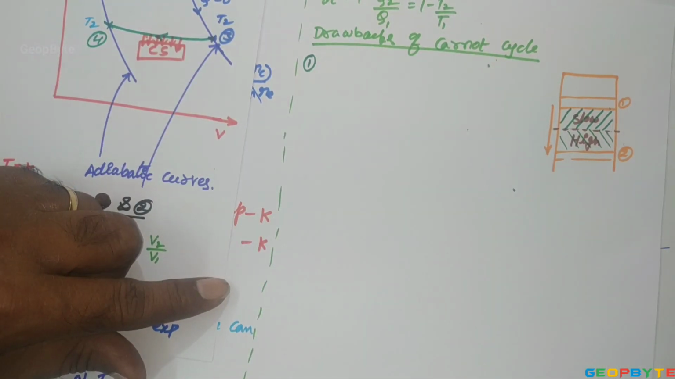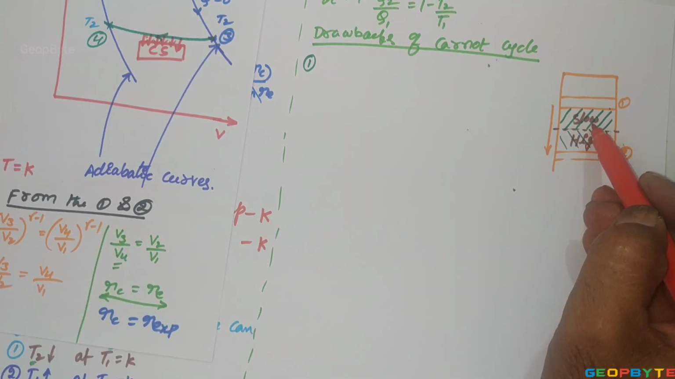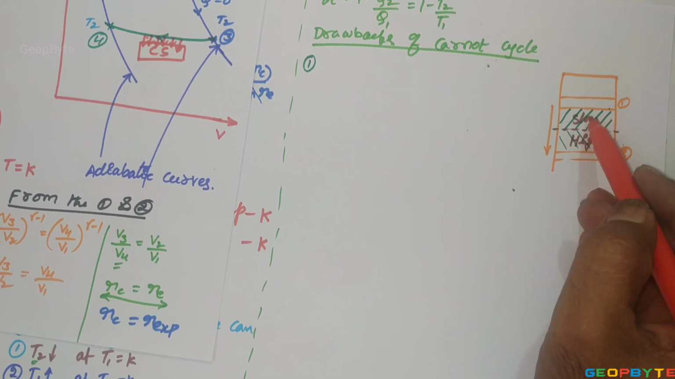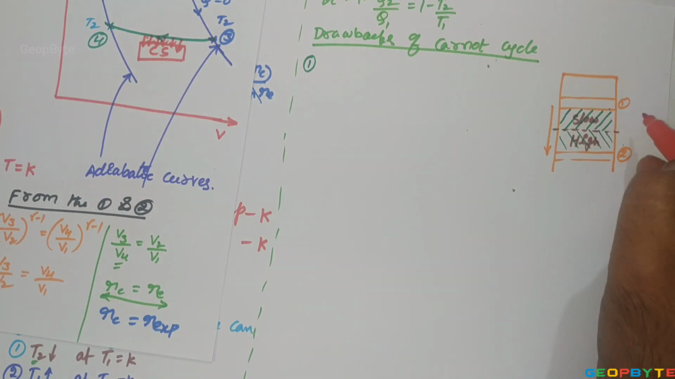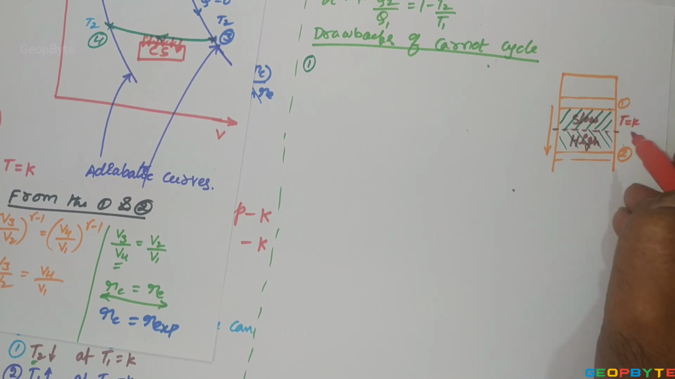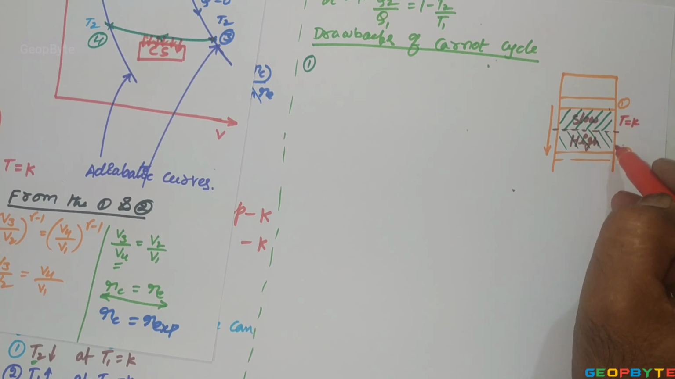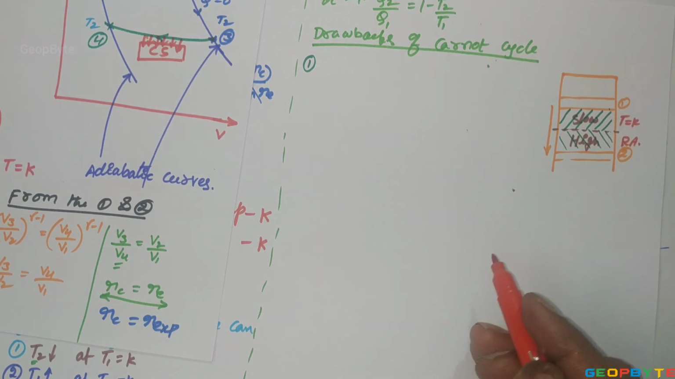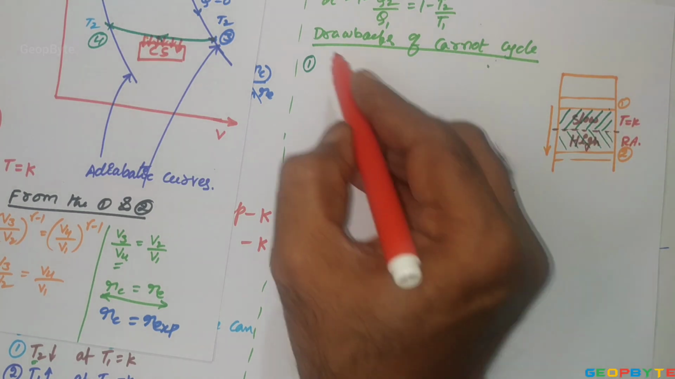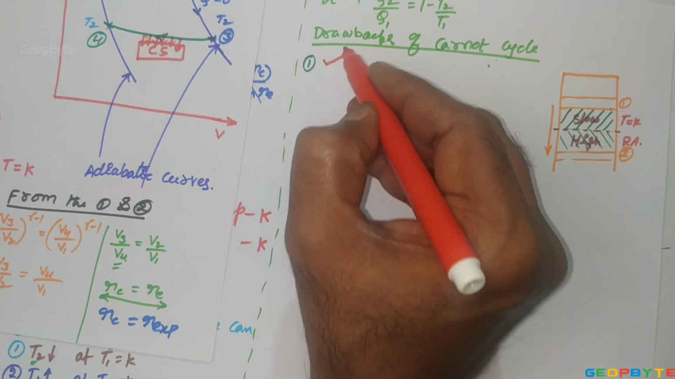Once again, the first drawback of the Carnot cycle is it is impossible to construct the cylinder with piston mechanism such that the piston travels at very slow speed during the first half movement to satisfy the isothermal condition and at very high speed during the remaining stroke to satisfy the reversible adiabatic condition. Such a mechanism is not available in the market. Therefore, that is treated as one of the drawbacks of the Carnot cycle.